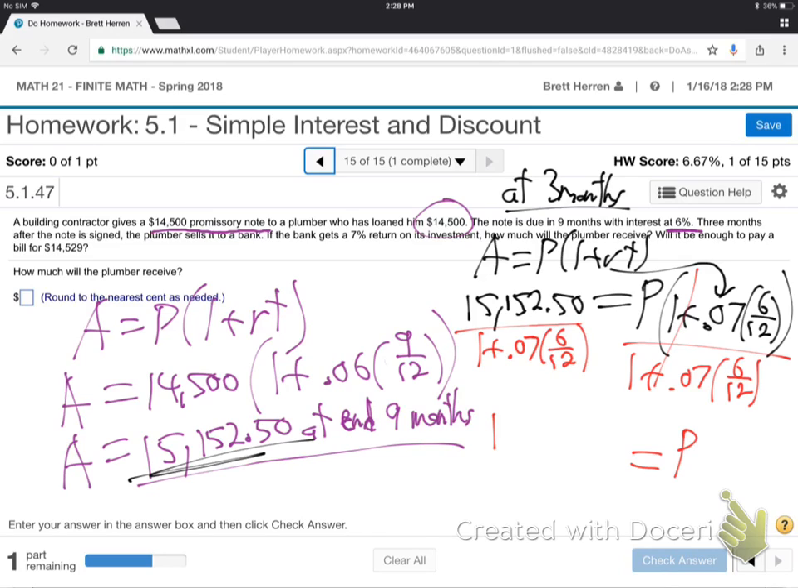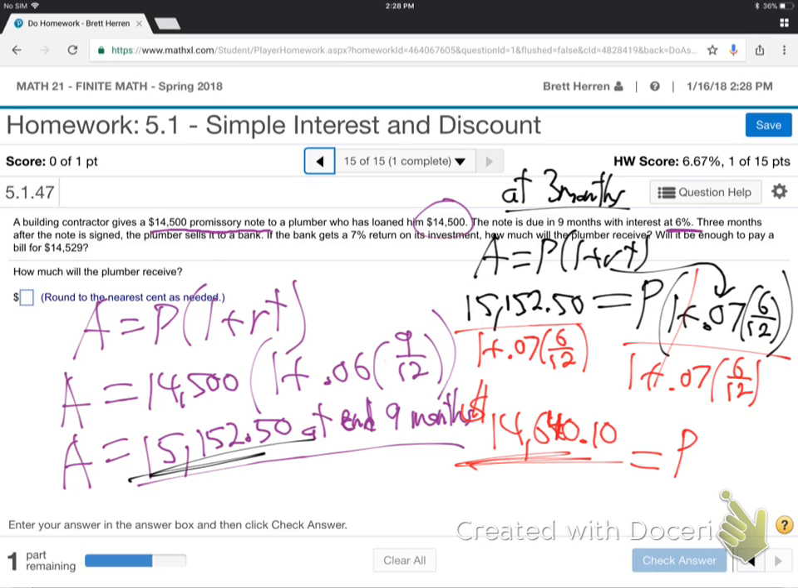I'm getting 14,640.10. I had to round 0.09 to 0.10. So the bank will say, okay, plumber, we'll give you 14,640.10 for that note, which will pay us 15,000 something at the end, 6 months later from now.